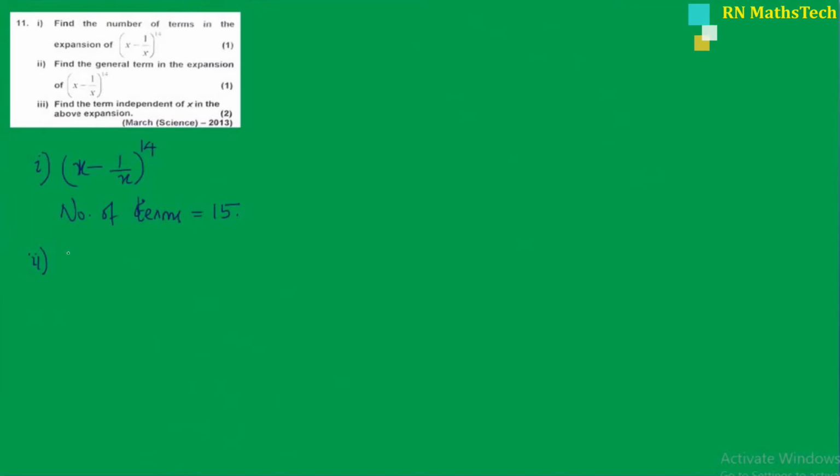Find the general term in the expansion, T(r plus 1). T(r plus 1) is nCr a raised to n minus r, b raised to r. That is 14Cr x raised to 14 minus r, (minus 1 by x) raised to r. Okay, that is 14Cr x raised to 14 minus r into minus 1 raised to r divided by x raised to r. That is 14Cr into minus 1 raised to r.